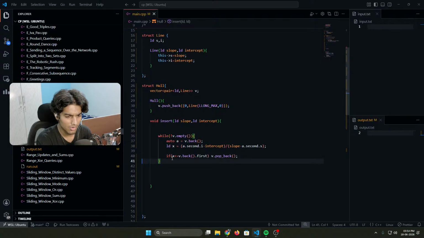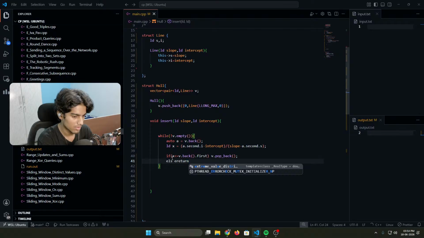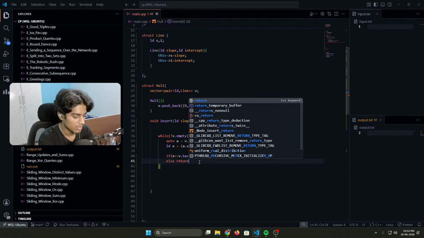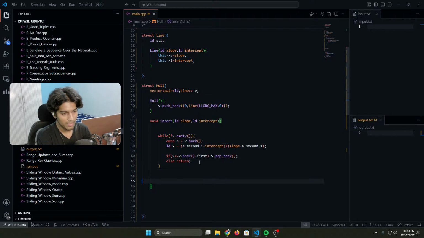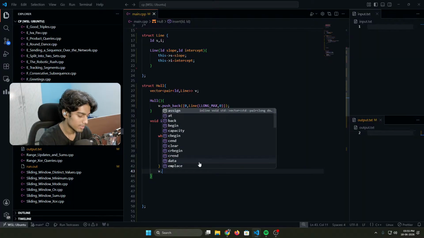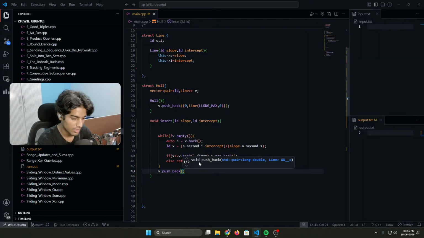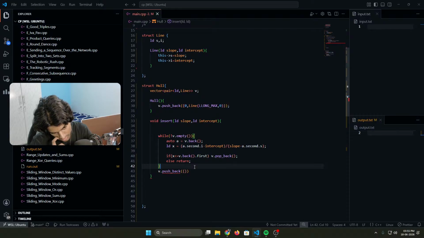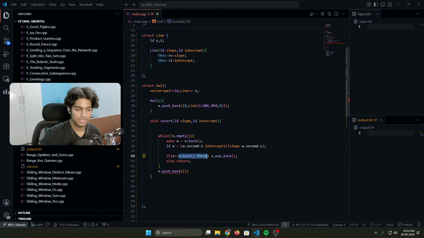but what if that is not the case? We can return, no? We don't have to insert it. Else we will push back this thing over here. So what are we going to push back? What if there is nothing here? The zero line will always be, so we have zero intersection, right? This cannot be greater.